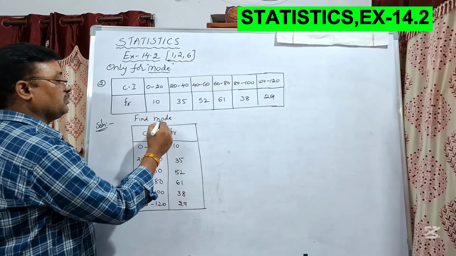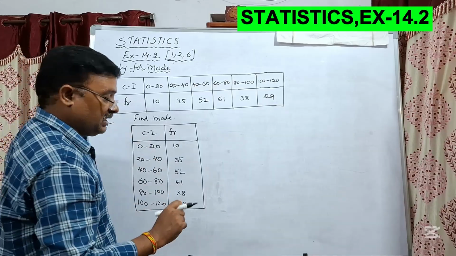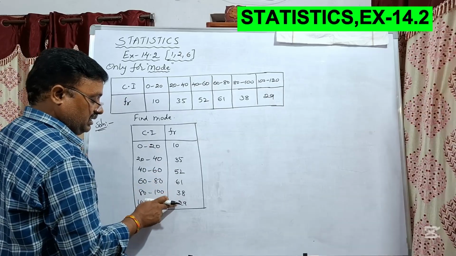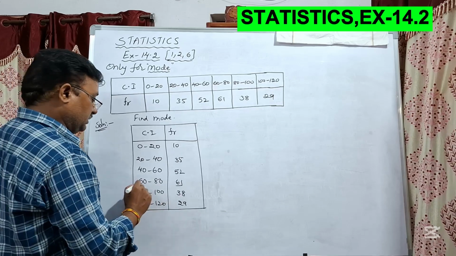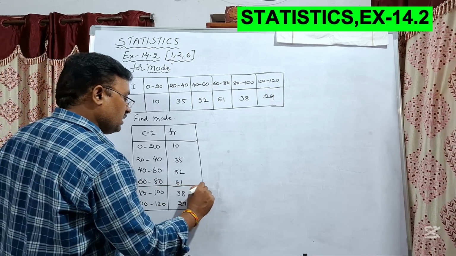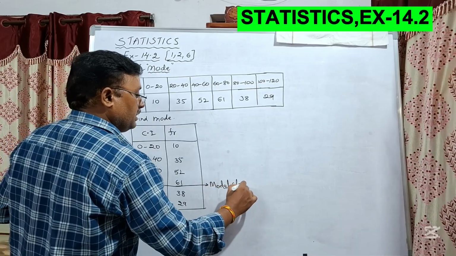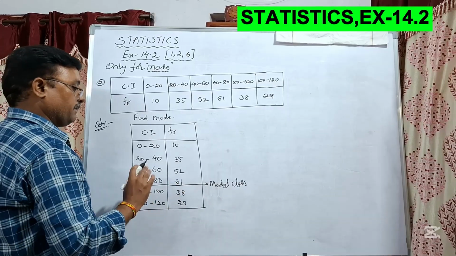So to find the mode from this, identify the highest frequency. Here 10, 35, 52, 61, 38, 29. The highest frequency is 61. Okay? So that class will become the modal class. Highlight that one and give the information. That is the modal class.